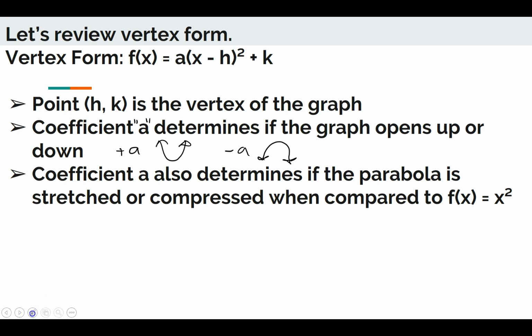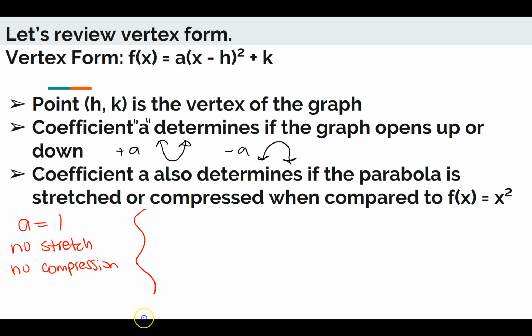So there are 3 situations that can happen with your a values. If a equals 1, meaning you only have an x squared, okay? There is no stretch. There is no compression. It did not get altered if your a is 1. And you should all already know what your a is equal to for your projects.